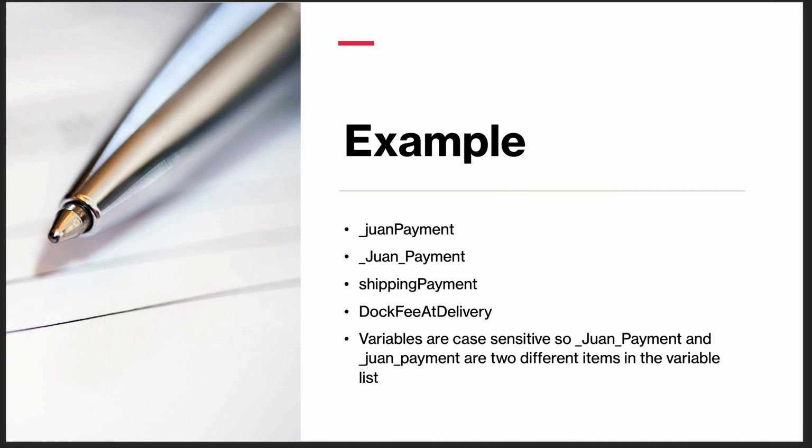So there's some examples here. We want to make our payment, payment underscore shipping, payment underscore via delivery. My idea on variables is to make sure that they're totally understandable.